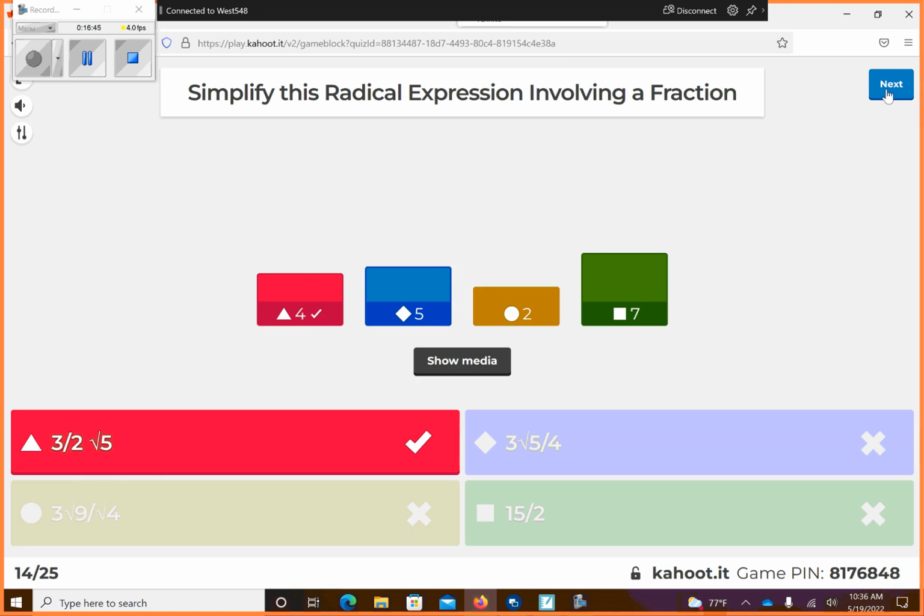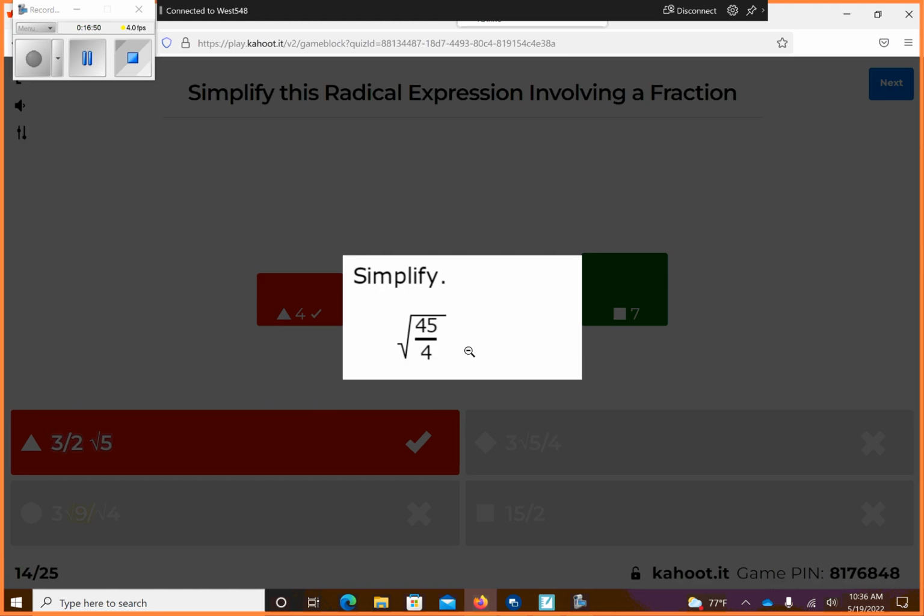Ooh, that was a tougher one. Let's take a look, make sure we can do it. So 45 breaks down to 9 and 5. So square root of 9 is 3. So I get 3 root 5 on top. And on bottom, square root of 4 is 2. So 3 root 5 all over 2.